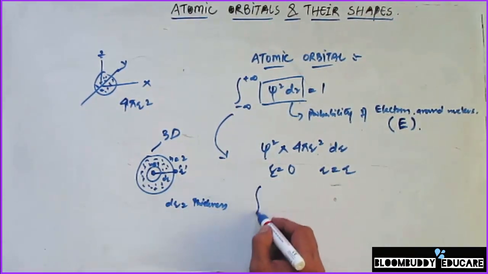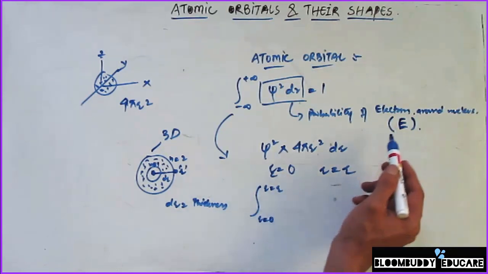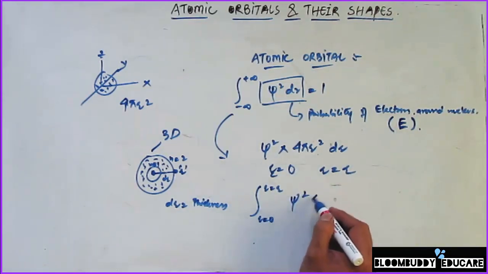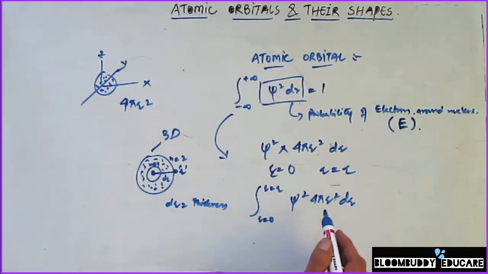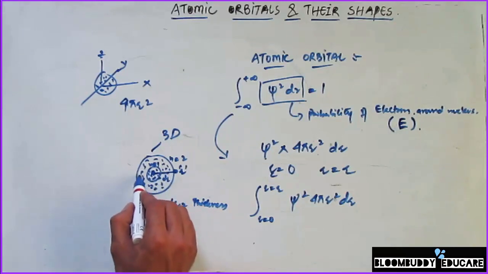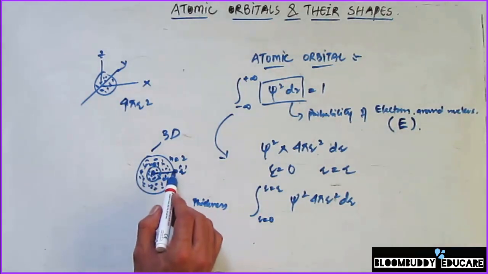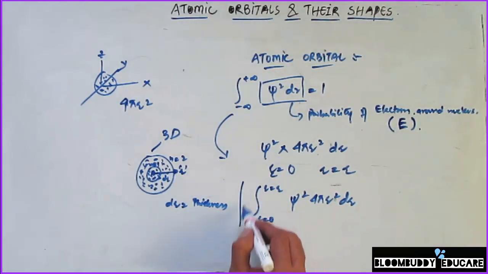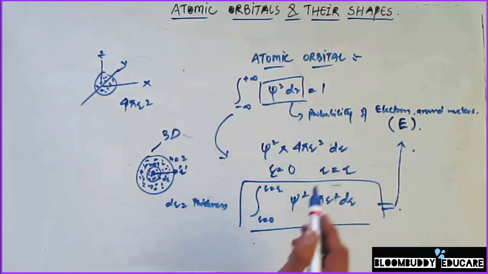So in that case I can say the integration, when I apply the limits from r = 0 to r = r, then this is going to be equal to psi square 4 pi r square dr, and this gives us the electron probability in the region from this position to this position. So the probability of finding an electron from this region r is equal to 0 to a space region r is equal to r is going to be equal to this equation. So this is the probability of finding an electron around the nucleus.